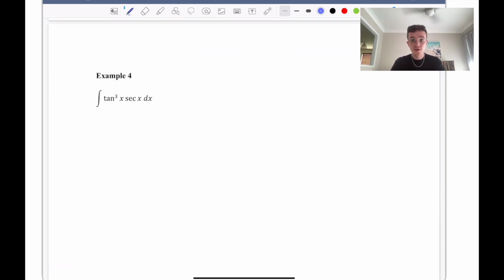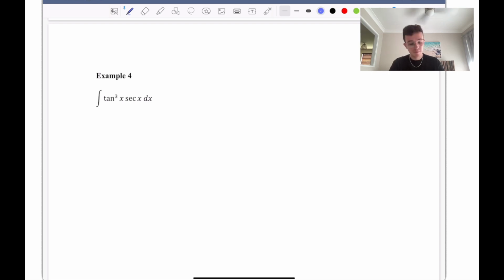Example number 4, we're looking at the integral of tan cubed x sec of x. Now, we don't necessarily know how to integrate sec of x or tan cubed of x, so there's a problem with this question. However, I do know I can integrate sec squared of x, and I can integrate tan squared of x, knowing that the identity of 1 plus tan squared of x is sec squared of x.